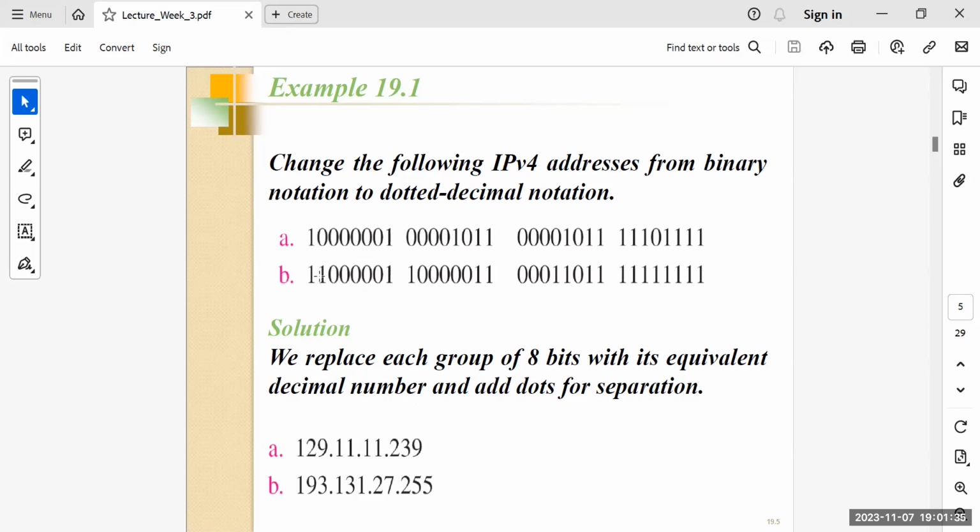Similarly, as far as this B is concerned, again, you have to consider each 8 bits separately, and then you have to write the corresponding IP address of that.